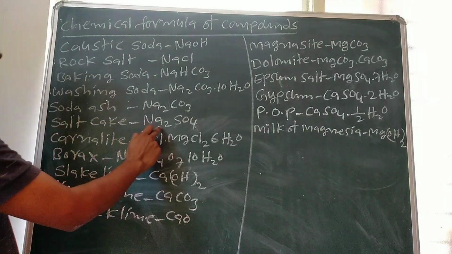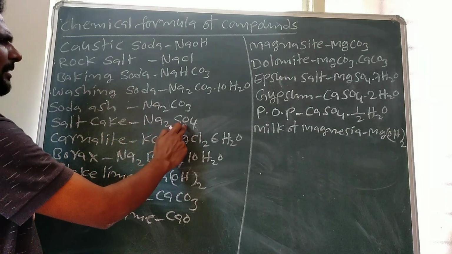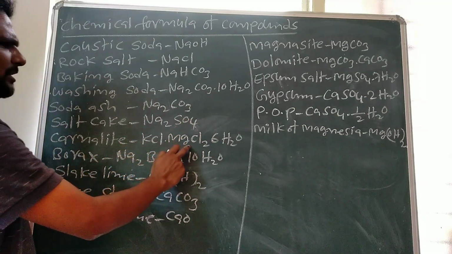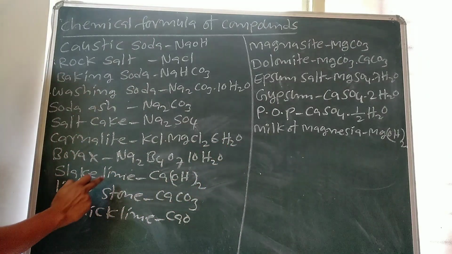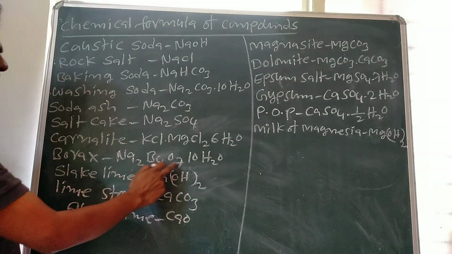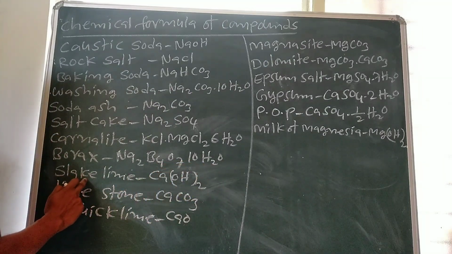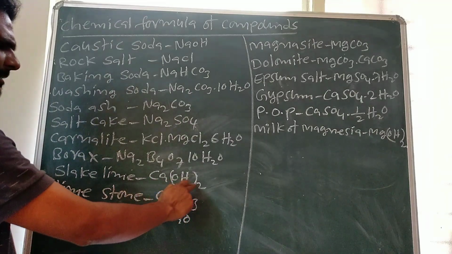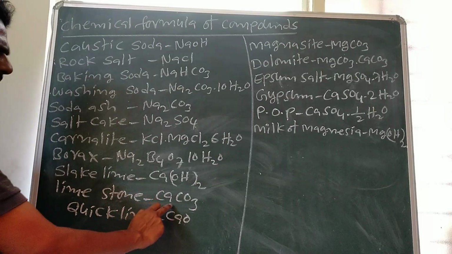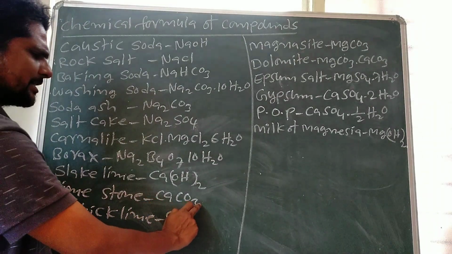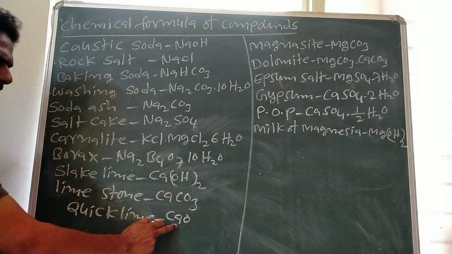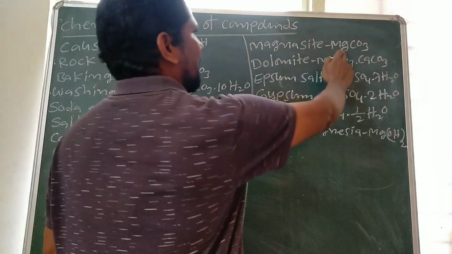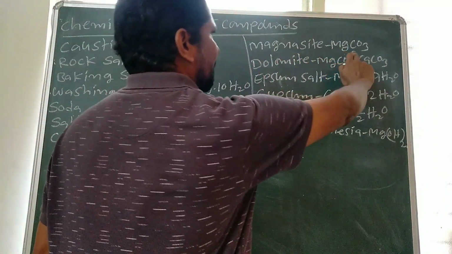Salt cake: chemical formula Na2SO4, chemical name sodium sulfate. Carnallite: chemical formula KCl·MgCl2·6H2O. Borax: chemical formula Na2B4O7·10H2O. Slaked lime: Ca(OH)2, chemical name calcium hydroxide. Limestone: chemical formula CaCO3, chemical name calcium carbonate. Quicklime: chemical formula CaO, chemical name calcium oxide. Magnesite: chemical formula MgCO3, chemical name magnesium carbonate.